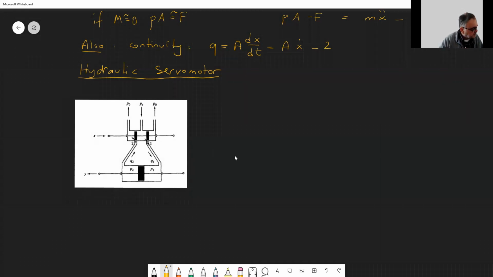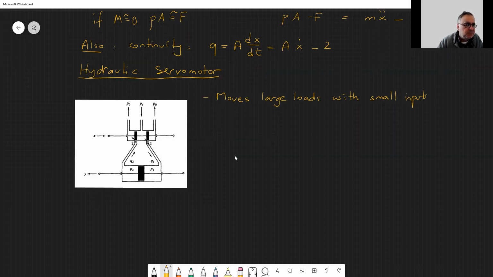First of all, this is a hydraulic device that moves. Let me write here. This is a device that moves large loads with small inputs. How does it do it?